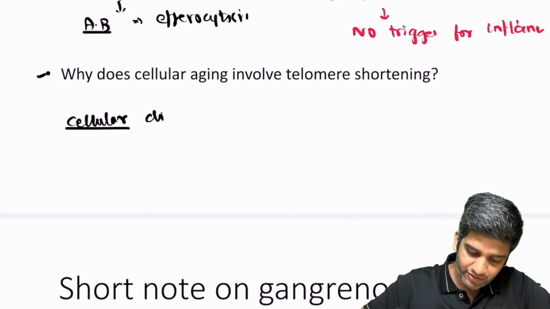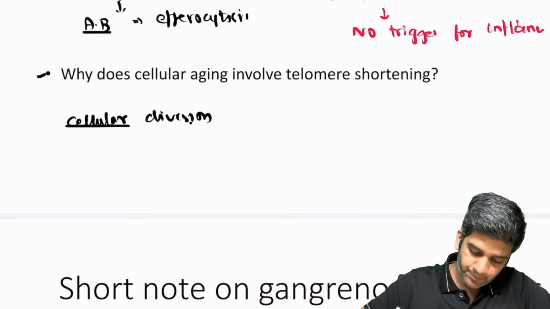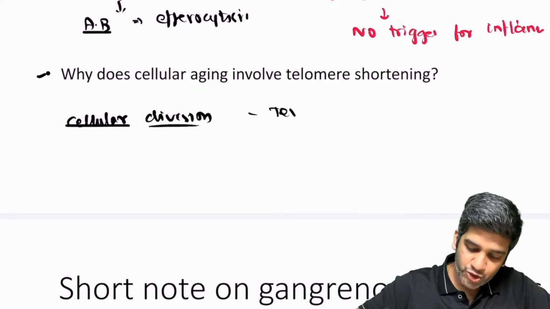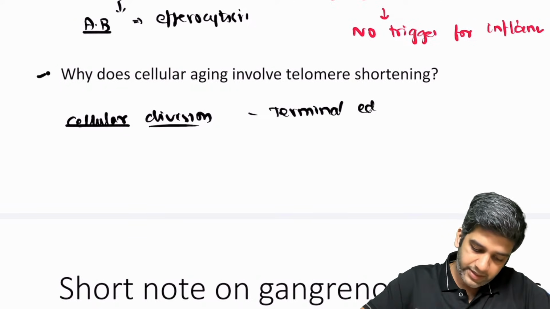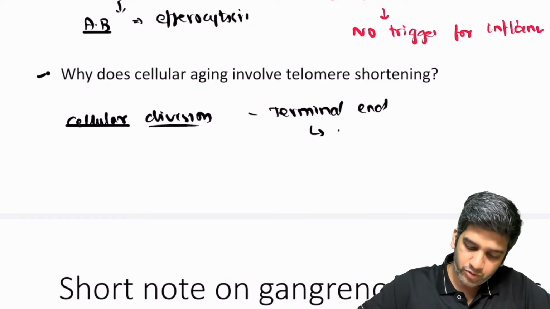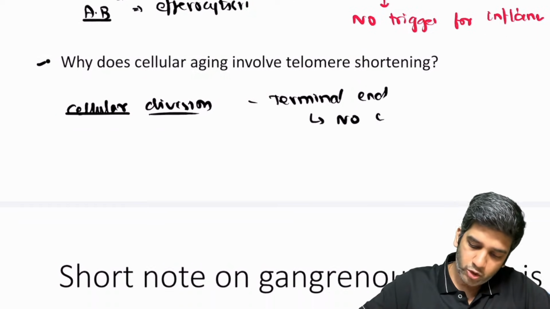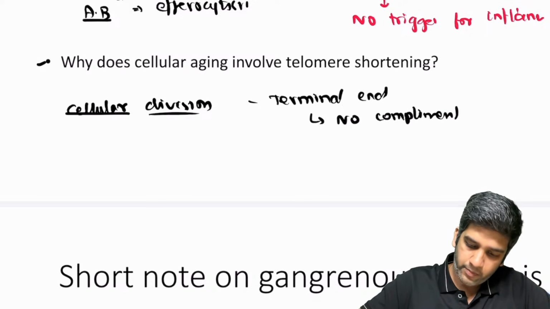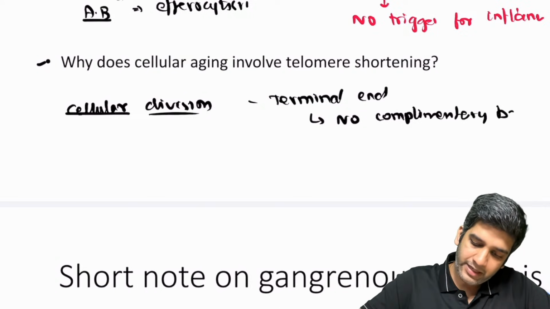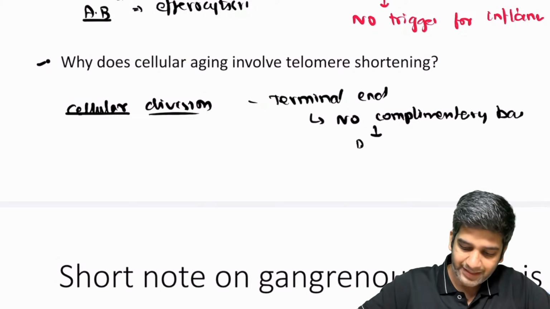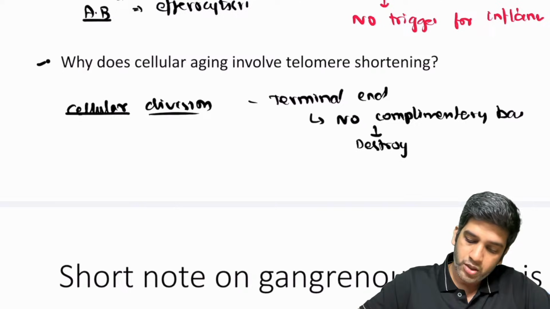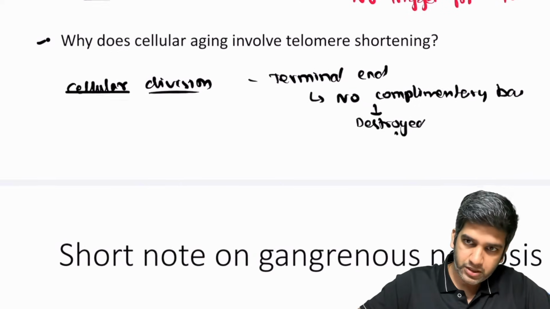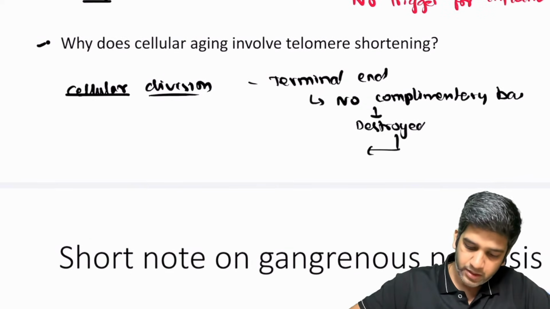Whenever there's a cellular division, automatically what happens? The terminal edge of the DNA will be lost, right? The terminal end, which we call a telomere, will have no complementary bases. Because of no complementary bases, automatically it will be lost or destroyed. So with repeated division, right?